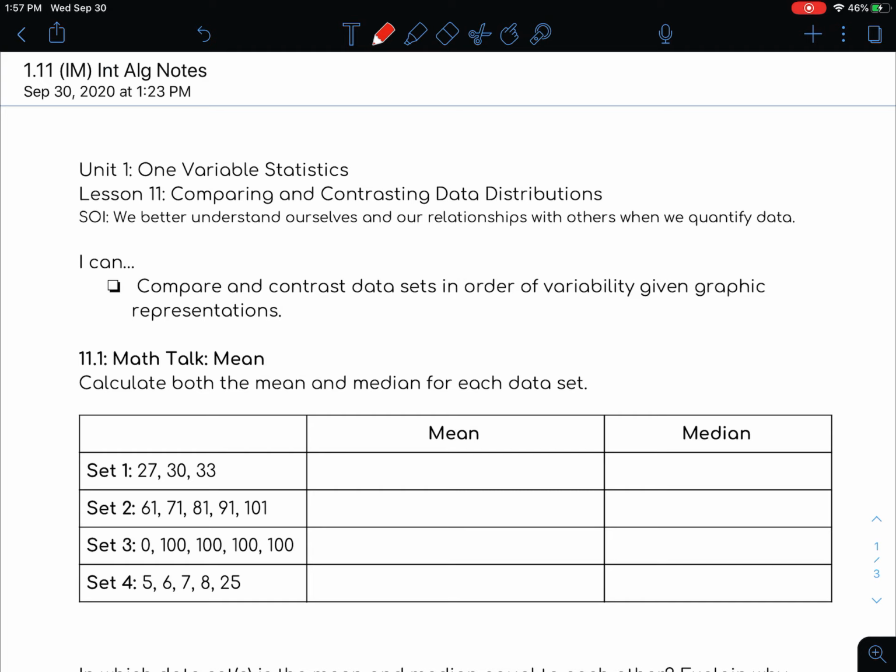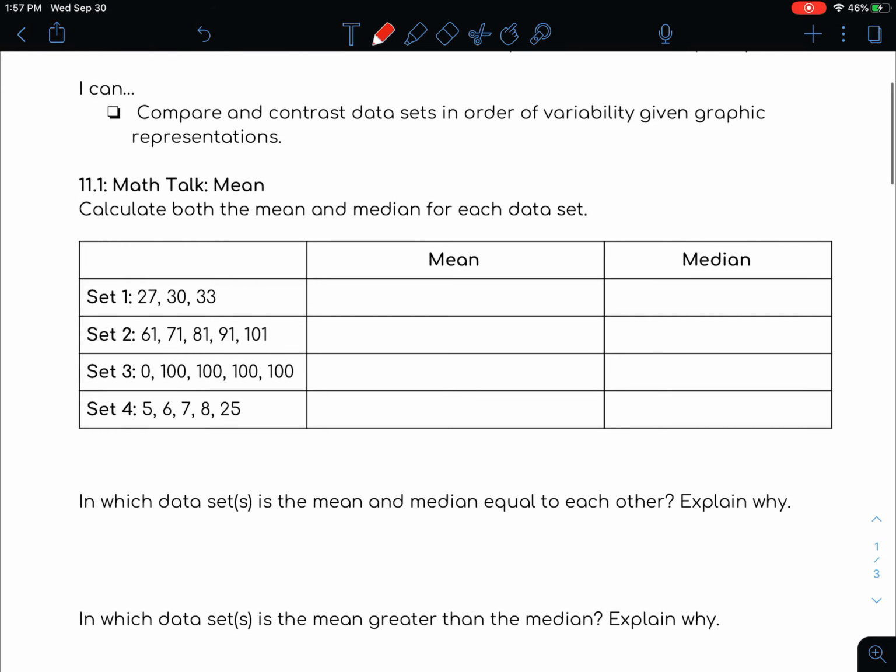Today's lesson, we are going to take a look at comparing and contrasting data distributions with the idea of determining where the variability is the most and where the variability is the least. So by looking at a graph, can we see how variable the data is? So we're going to start off by just reflecting back on our mean and median calculations.